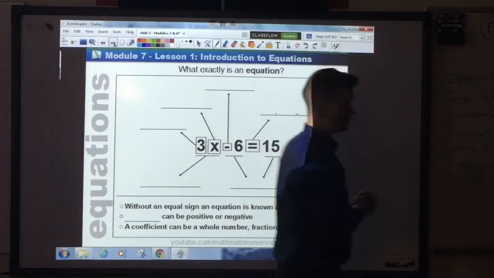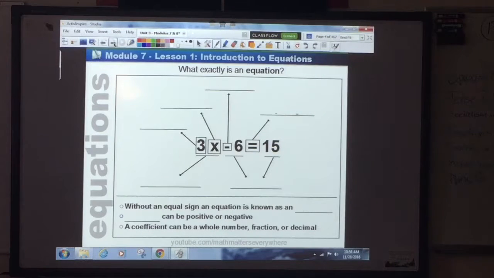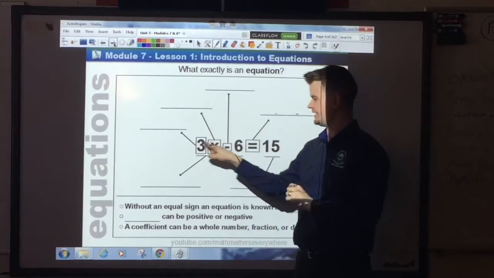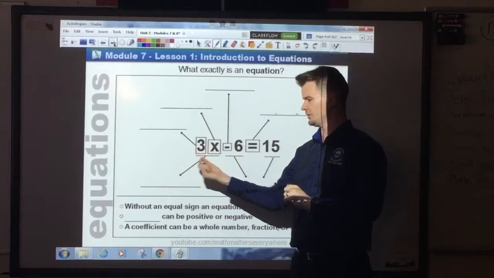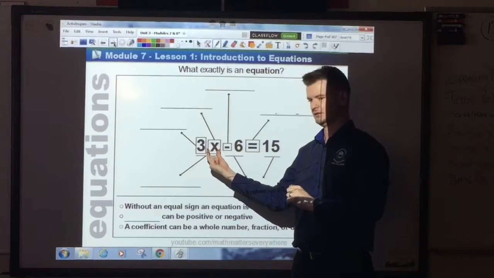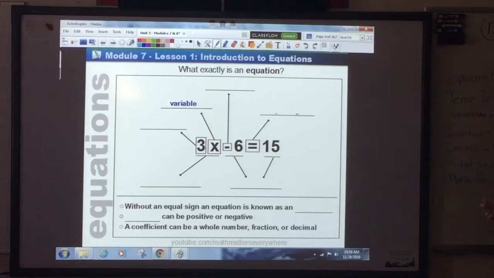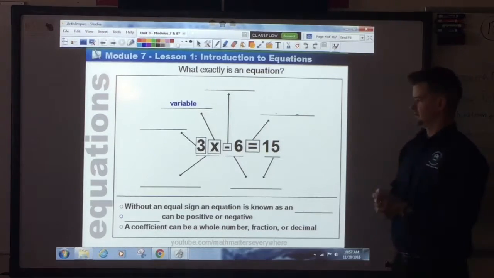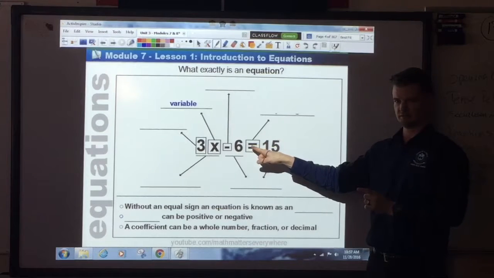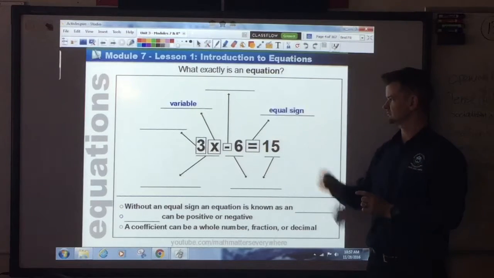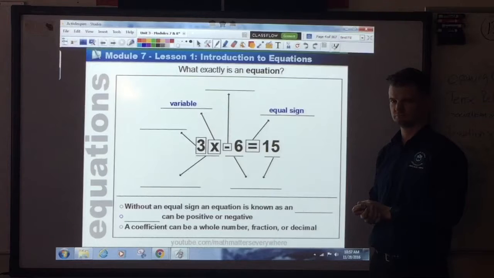We have to know all the different parts that make up an equation. Some of them you may know, some of them you may not know. This first thing right here, we have a number next to, what is this? A variable. That we all know. We know it's a variable. We know that this is, what is this? An equal sign. Okay, so we know that.